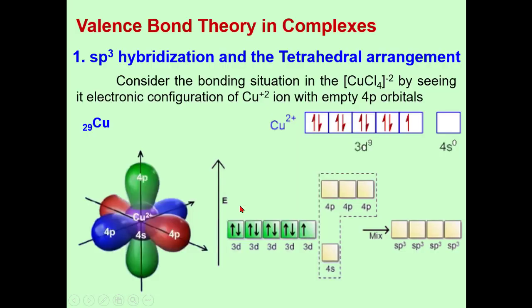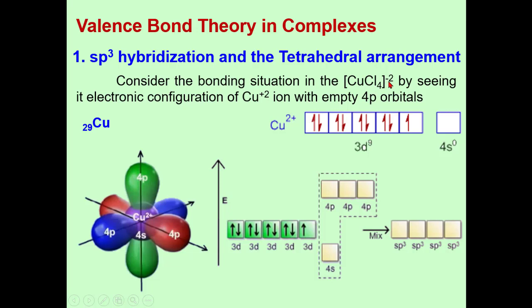So going further we have to now look at how valence bond theory is helpful in the formation of simple complexes. For this we have the first example of sp3 hybridization and the tetrahedral arrangement. For this we have to consider the bonding situation in a complex ion that has copper as a central metal and has chloride ion ligands around it, and the charge of it is -2.